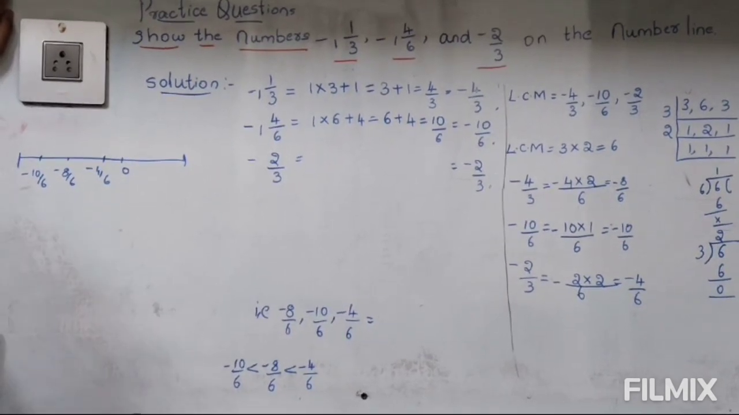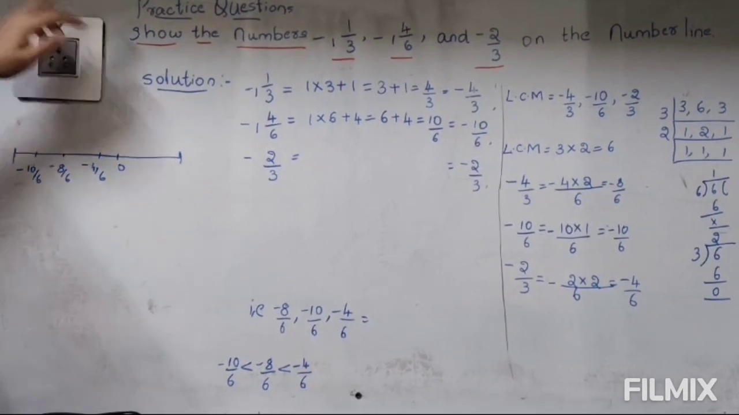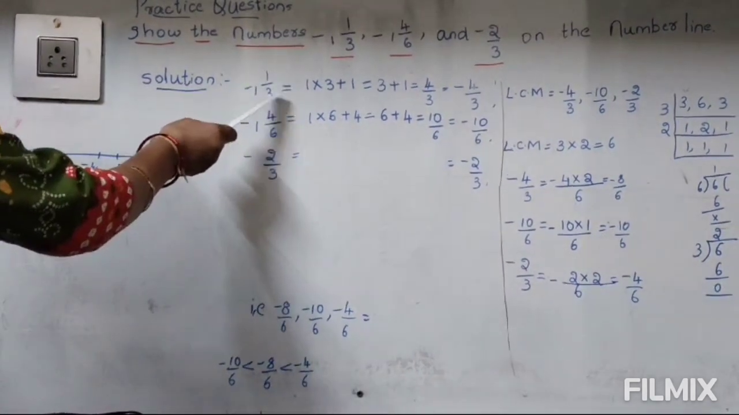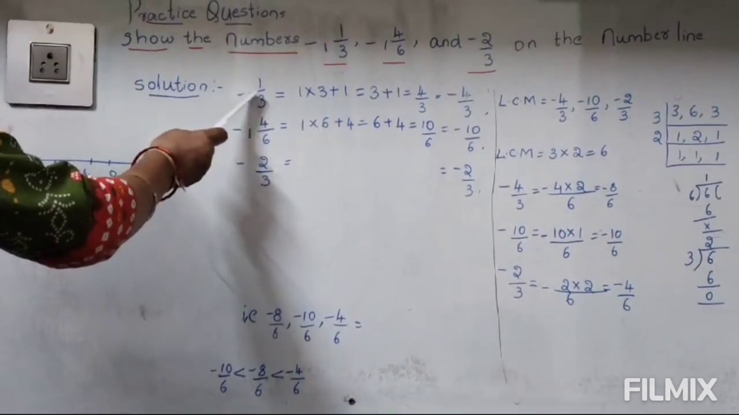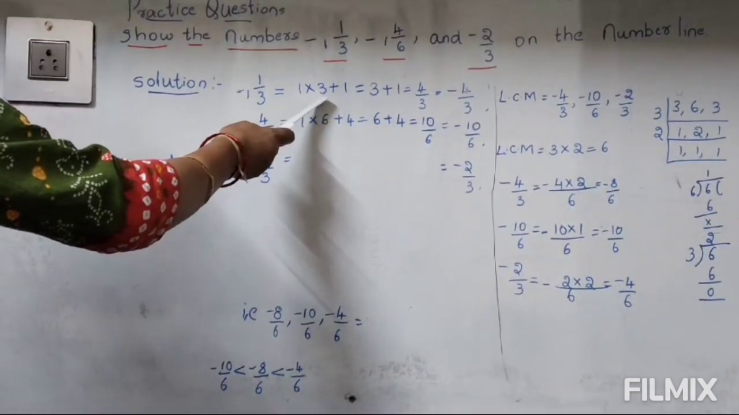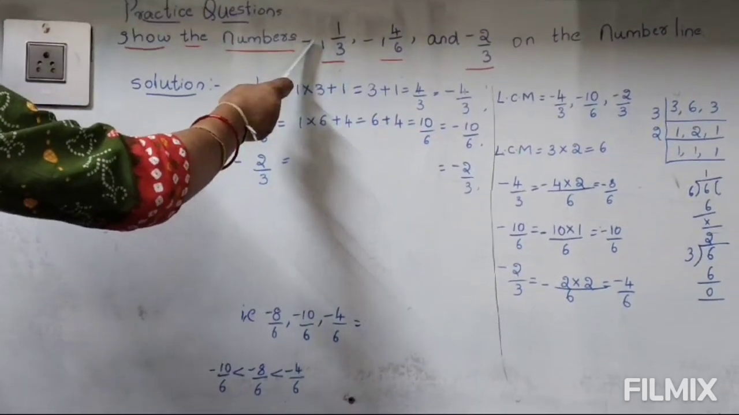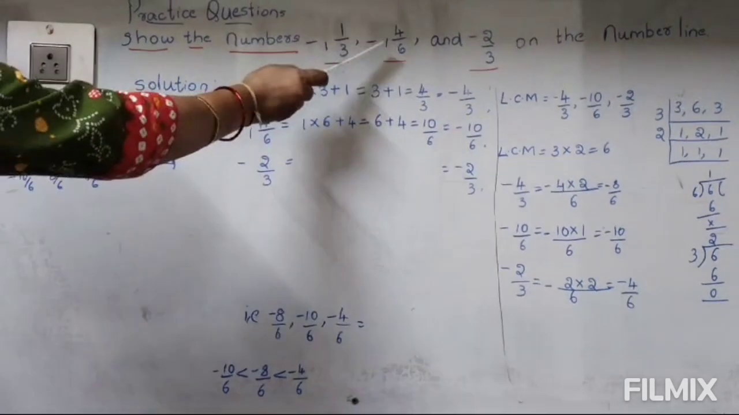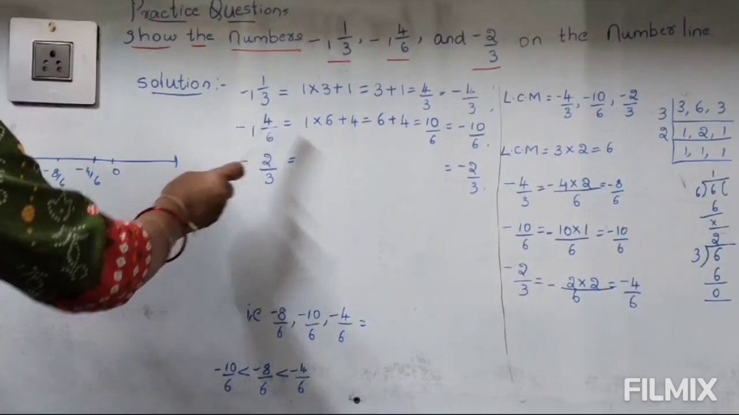I have told you, you have to convert the mixed fraction into an improper fraction. Look here. The first is 1 1 by 3. It can be converted into an improper fraction like this. 1 into 3 plus 1. 1 into 3 is 3 plus 1 is 4. It is 4 by 3. And you have to put this minus sign here. Minus 4 by 3. Similarly, minus 1 4 by 6, which is equal to, multiply.